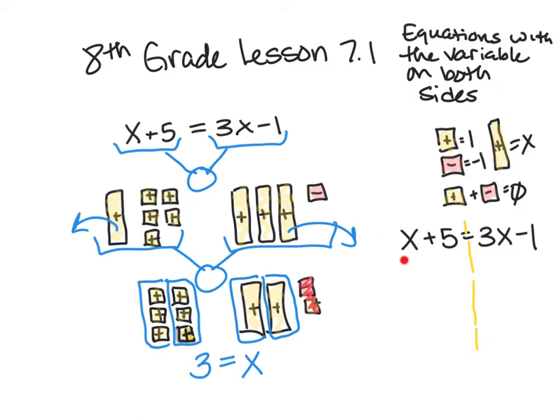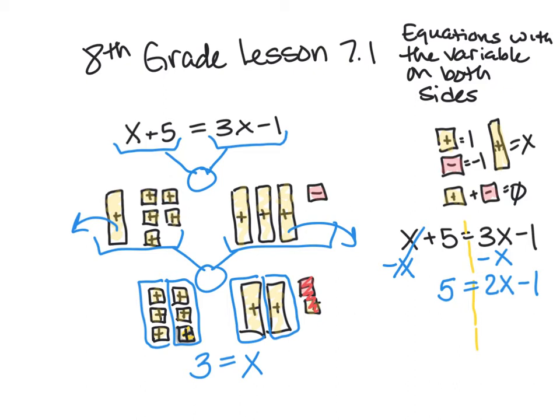I'm going to do the inverse operation of a positive 1x, and I have to do that to both sides. The opposite of positive 1x is negative 1x. And if I did that to one side of the equation, I must do that to the other side. That cancels out to 0. This leaves me with 5 on this side of the equation. 3x minus 1x is 2x. Minus 1 still there.